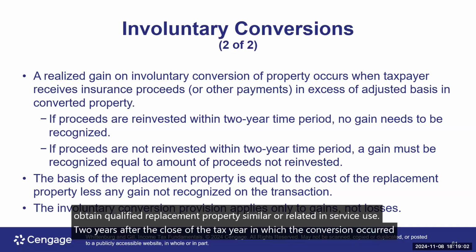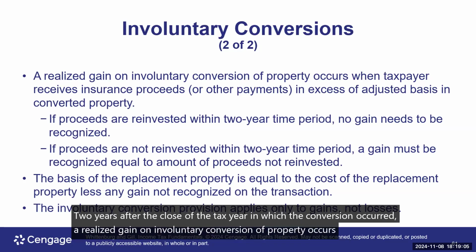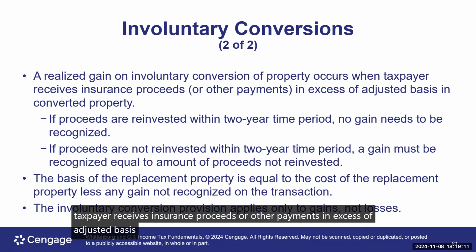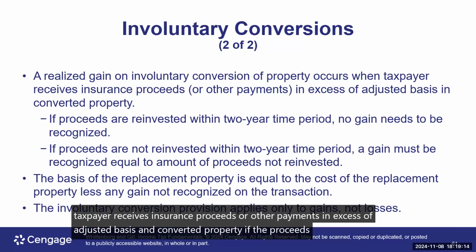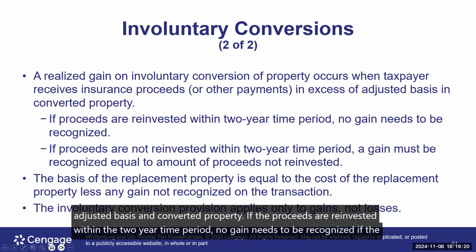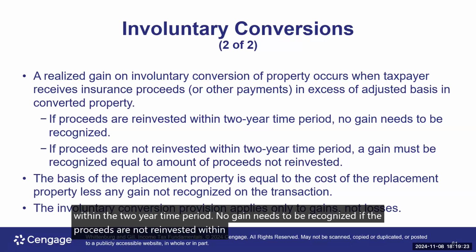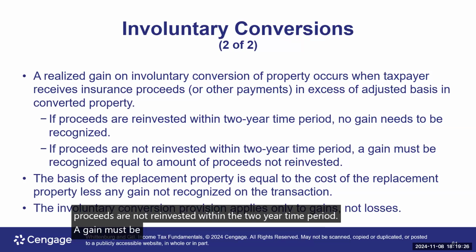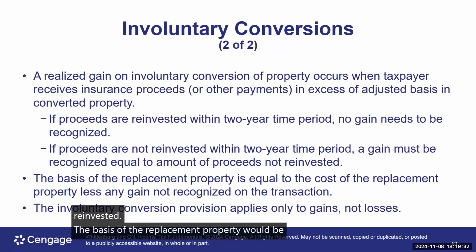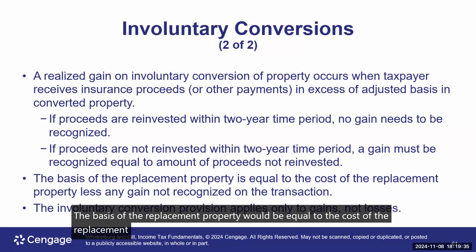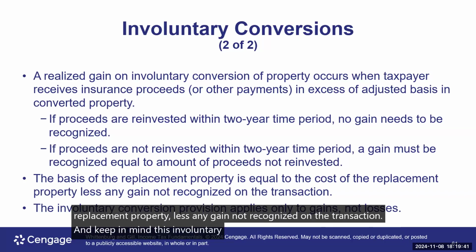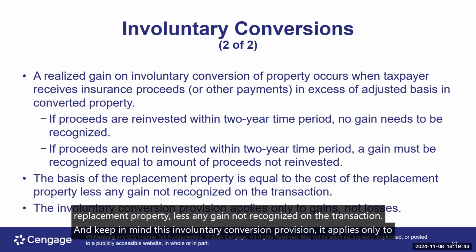A realized gain on involuntary conversion of property occurs when the taxpayer receives insurance proceeds or other payments in excess of adjusted basis in converted property. If the proceeds are reinvested within the 2-year time period, no gain needs to be recognized. If the proceeds are not reinvested within the 2-year time period, a gain must be recognized equal to the amount of proceeds not reinvested. The basis of the replacement property will be equal to the cost of the replacement property less any gain not recognized on the transaction. And keep in mind, this involuntary conversion provision applies only to gains and not to losses.